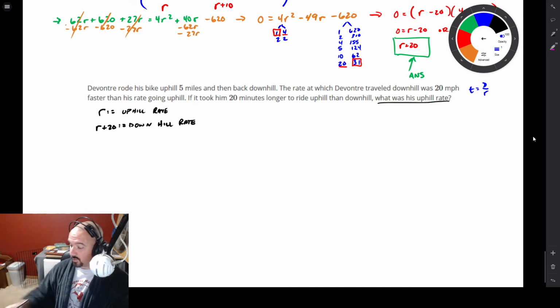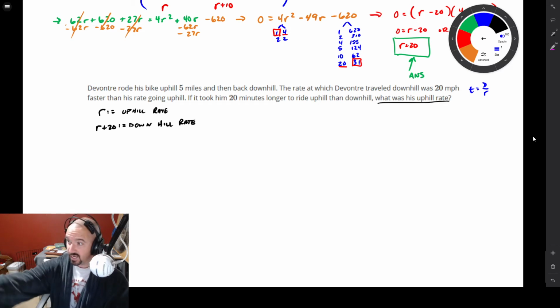Now, do you always do that? No. You have to read and see what it's asking here. Because it says it took him 20 minutes longer, we're comparing times. That's how I knew that we needed that version. We may need distance versions later. It's a crapshoot.